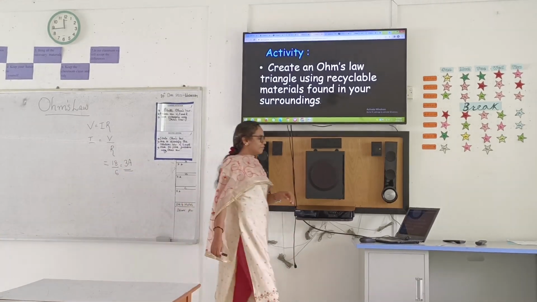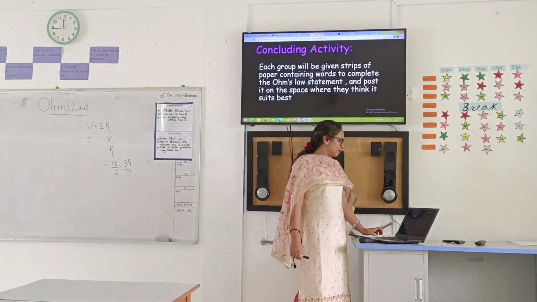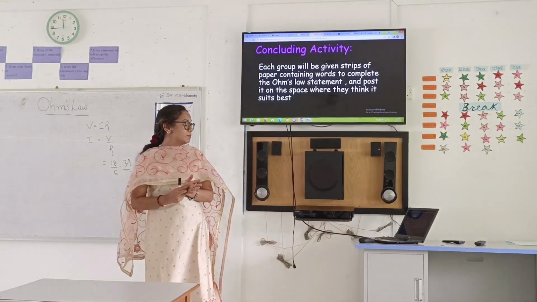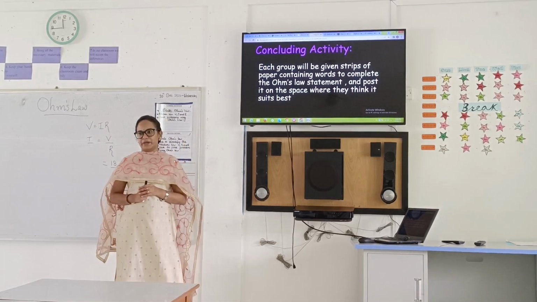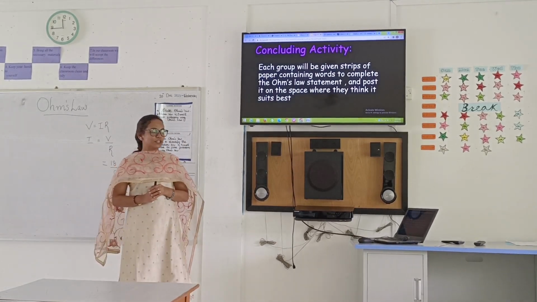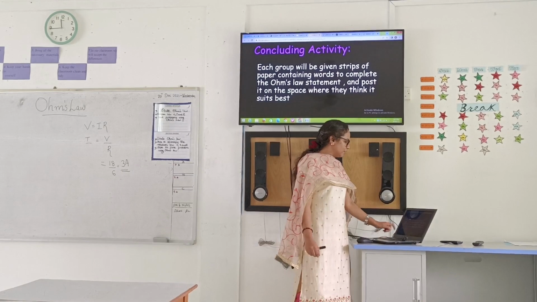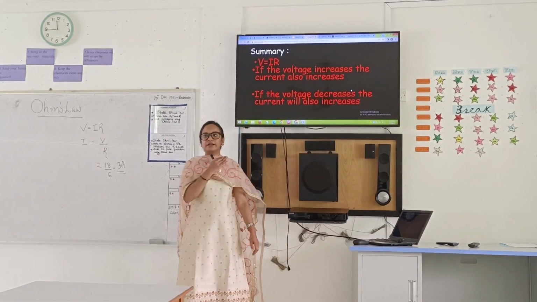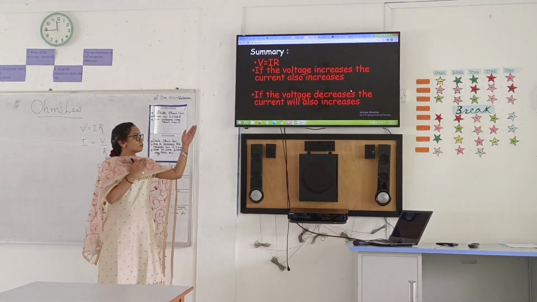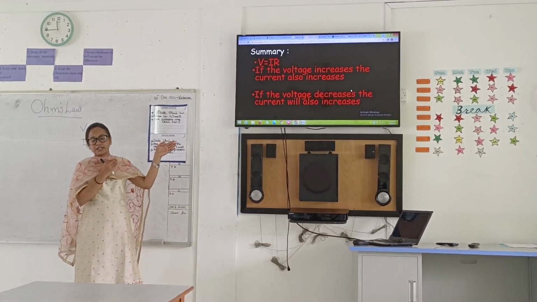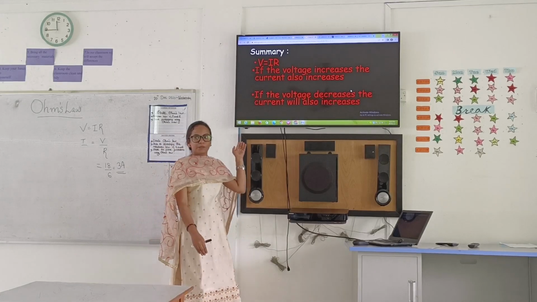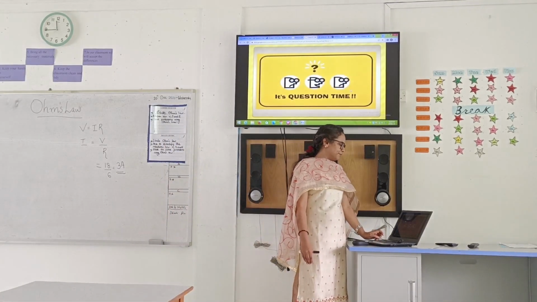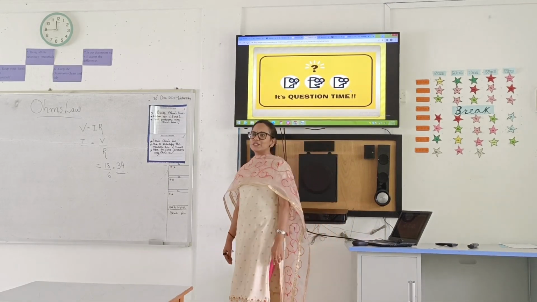Okay. Then one more activity: I will share some strips with you. So use the strips to complete the Ohm's law statement. So what are the things we learned today? We learned to define Ohm's law, and mathematically V is equal to IR, and when voltage is increasing, current is also increasing. If voltage is decreasing, current decreases, and V by I is always a constant and the graph will be a straight line. Now question time.